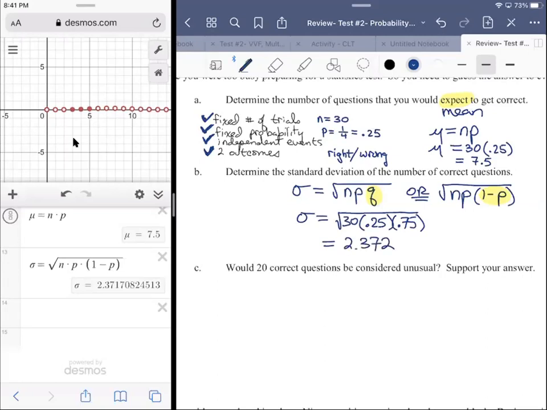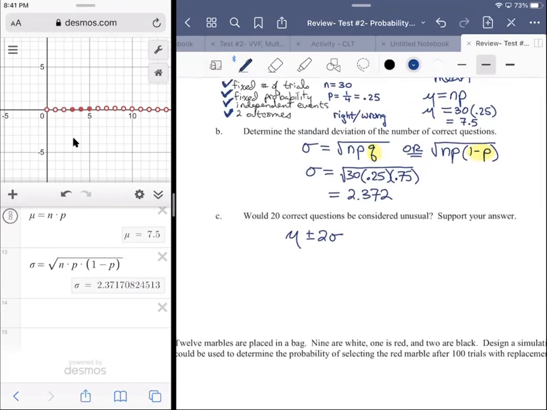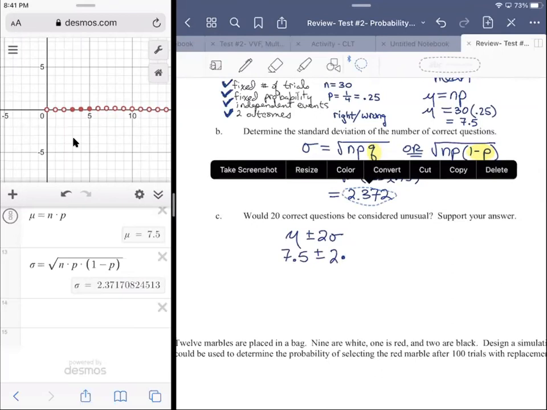All right. So then we want to get the usual, unusual stuff. Would 20 correct questions be considered unusual? So let's pop that in. We need to compute mu plus or minus 2 sigma. So I've got my mu, 7.5, plus or minus 2 times my sigma, right?